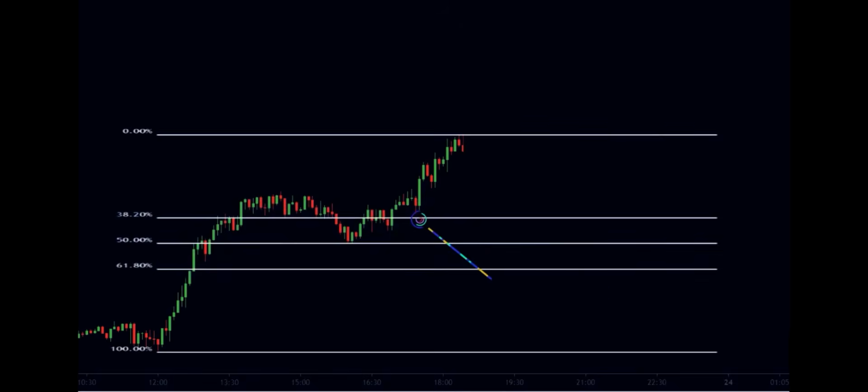The first one is a 38.2% retracement level. This means that this line marks 38.2% of the impulsive move. Similarly, the second line is a 50% retracement level. In other words, it is exactly the halfway point of the impulsive move. And lastly, we have the 61.8% retracement level.